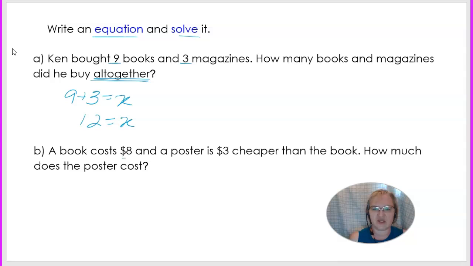In B, a book costs $8. Poster is $3 cheaper than the book. How much does the poster cost? Well, we start with the $8. We subtract the 3. The poster is $3 cheaper. That will be the X. 8 minus 3 is 5. 5 equals X. The poster will cost $5.